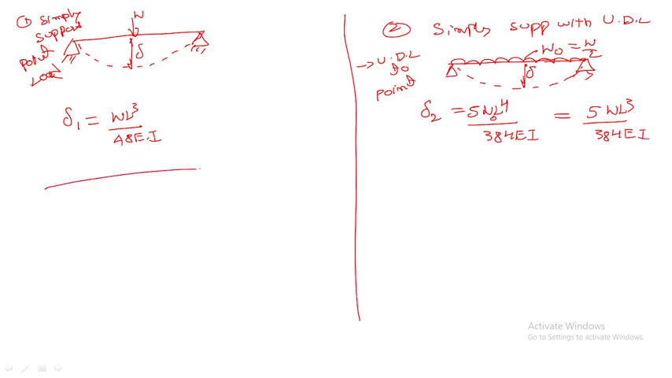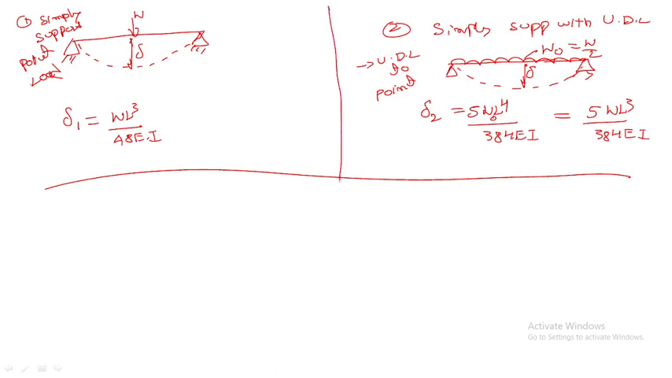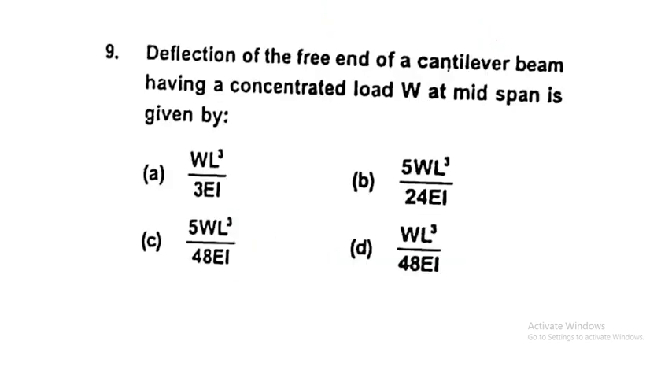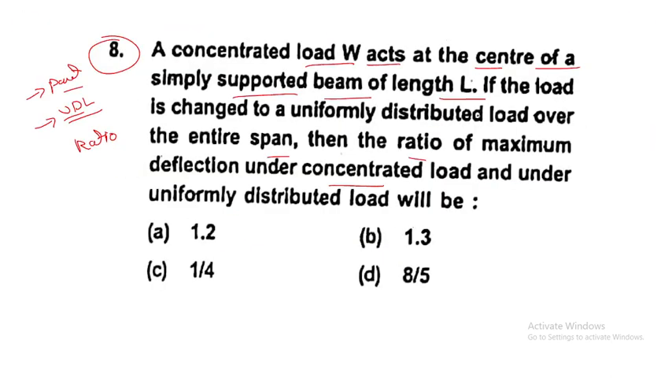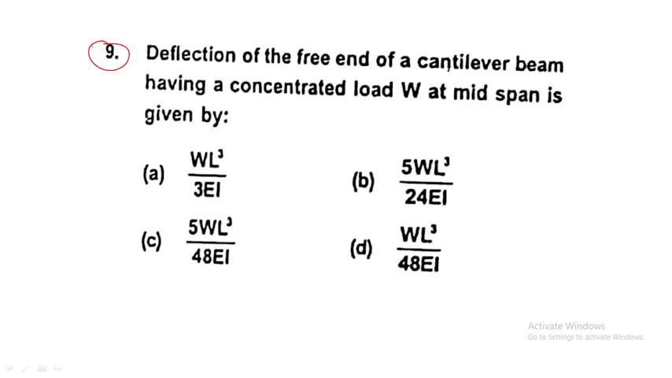Now after you get both the values, we have to divide both delta 1 and delta 2. How did you get that? 1 by 48 into 384 by 5, that is 8 by 5 is the answer for this question. Simply supported with the point load, and simply supported with the UDL, you have to take the ratio of the deflections. So the answer for this question is 8 by 5.